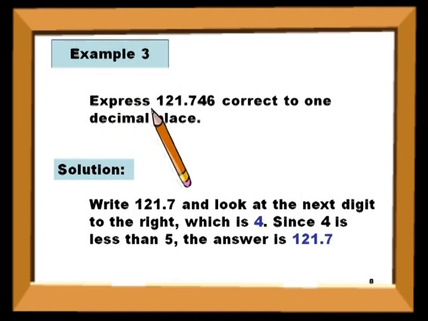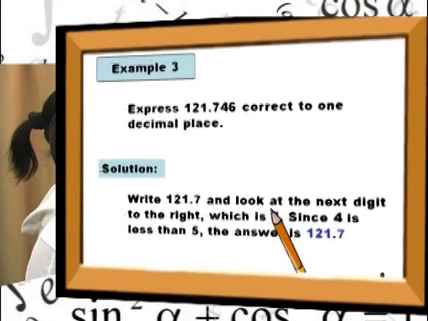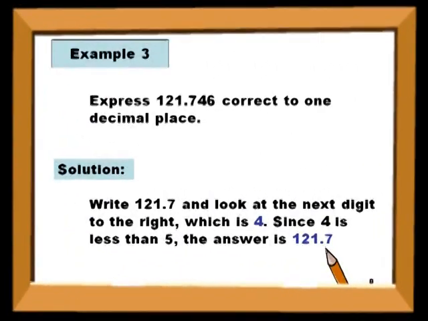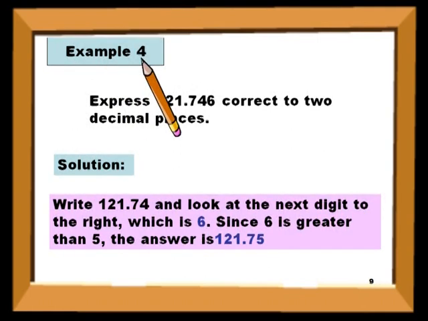Example 3. Express 121.746 correct to 1 decimal place. Solution. Write 121.7 and look at the next digit to the right, which is 4. Since 4 is less than 5, the answer is 121.7. Example 4. Express 121.746 correct to 2 decimal places. Solution. Write 121.74 and look at the next digit to the right, which is 6. Since 6 is greater than 5, then the answer is 121.75.